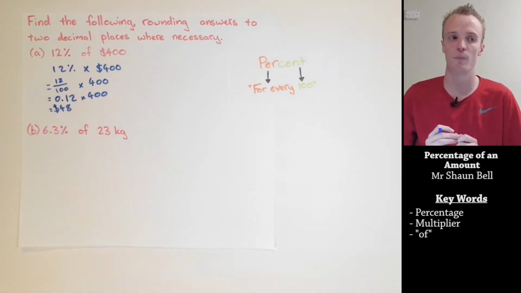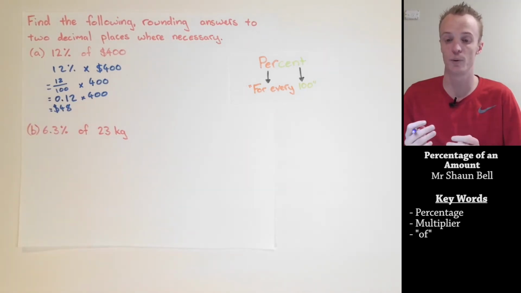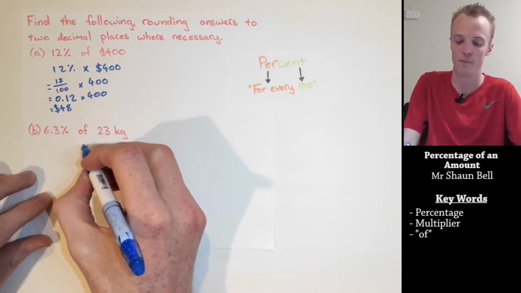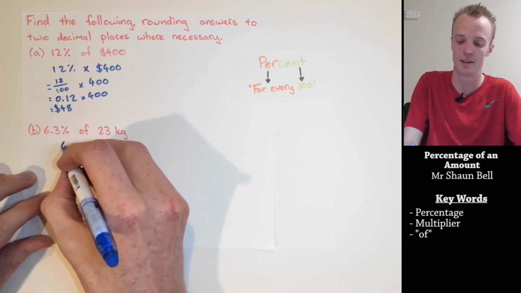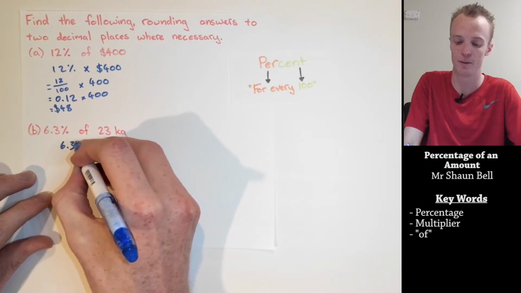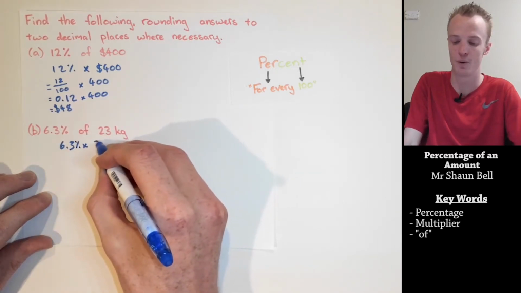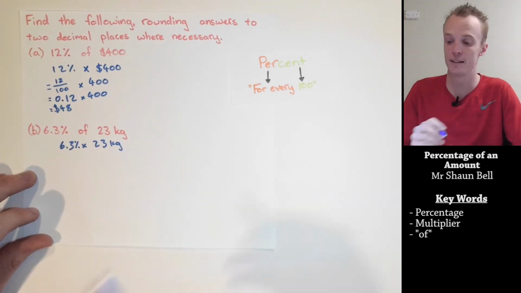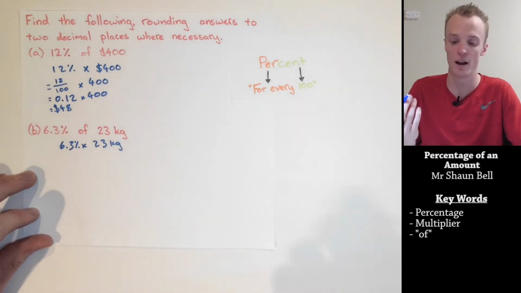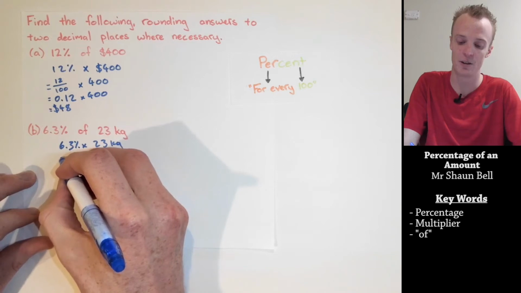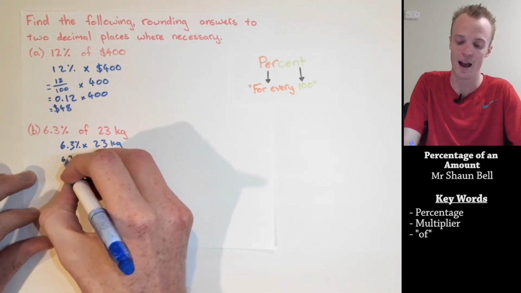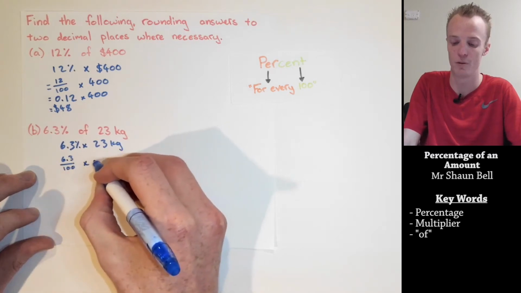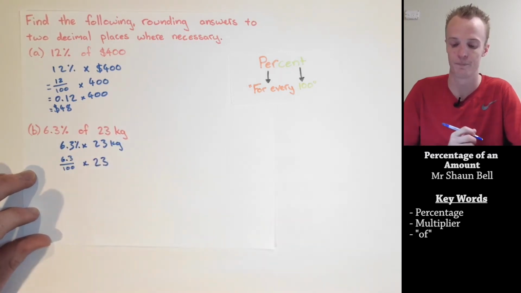So what if we want to find what 6.3% of 23 kilograms is? Well, we know that this of means times. So this is the same as 6.3% times 23 kilograms. However, percent means for every 100 or out of 100. So I need to get this to be out of 100. So 6.3 out of 100 multiplied by 23.